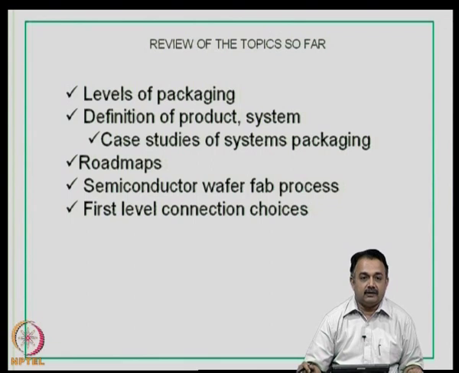Then we have seen the first level connection choices. What are those connection choices? Wire bond, tab and flip chip. We have seen exhaustively and extensively what a wire bond means, what are the materials used in wire bond, and how the process is established. And then we have seen tab, tape automated bonding, the areas of application for tab and the methodology of connection in tab, especially the inner lead bond and the outer lead bond, which by now you are familiar with.